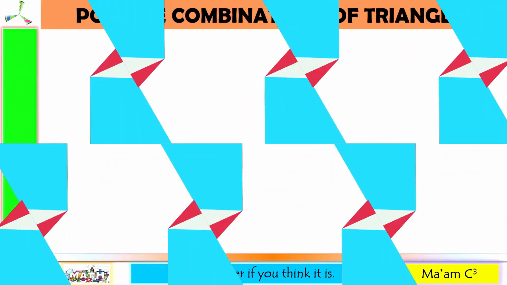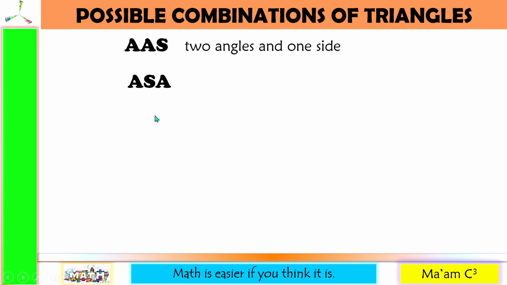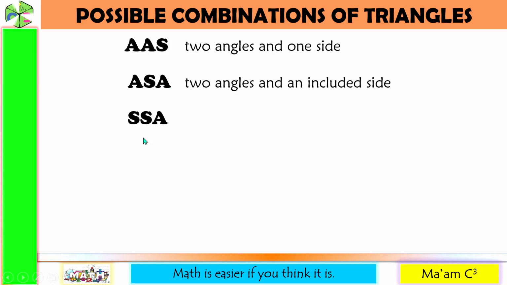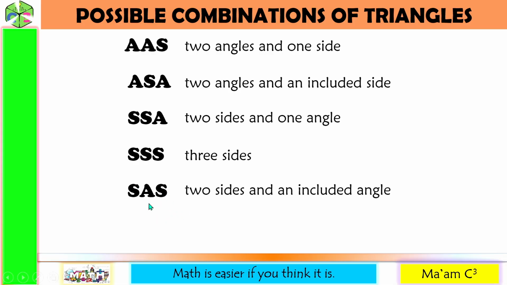There are several possible combinations for triangles. One is AAS, meaning two angles and one side. We could also have ASA, meaning two angles and an included side. The side is in between the two given angles. Next, we could also have SSA, meaning we are given two sides and one angle. We could also have SSS, meaning three sides are given. We could also have SAS, two sides and an included angle. The angle given is in between the two sides.